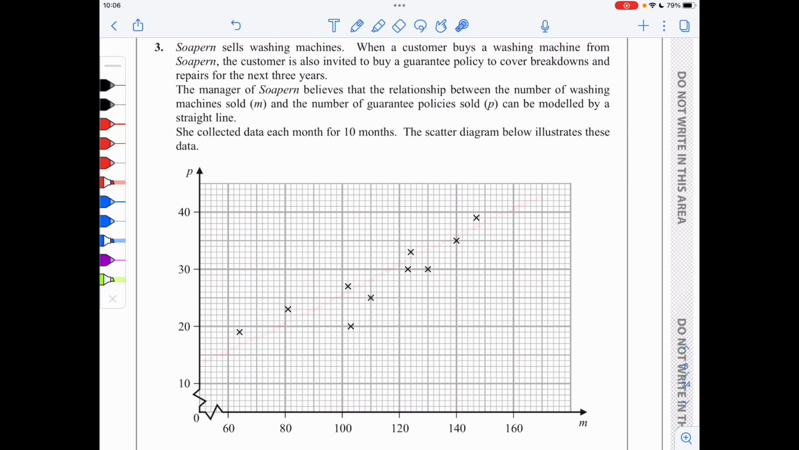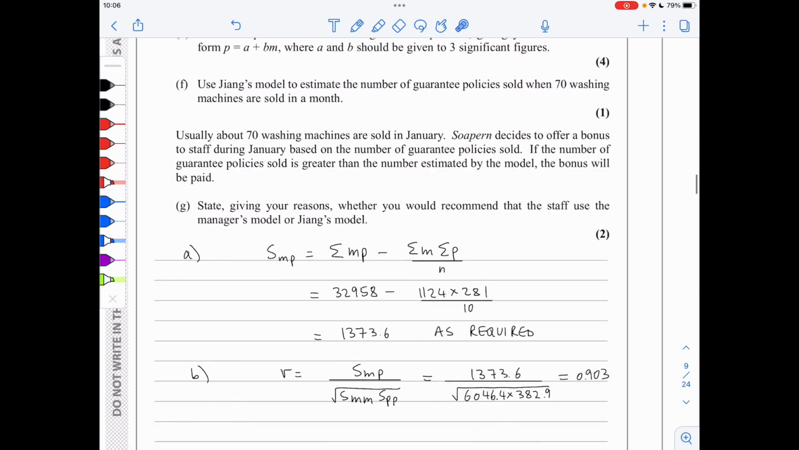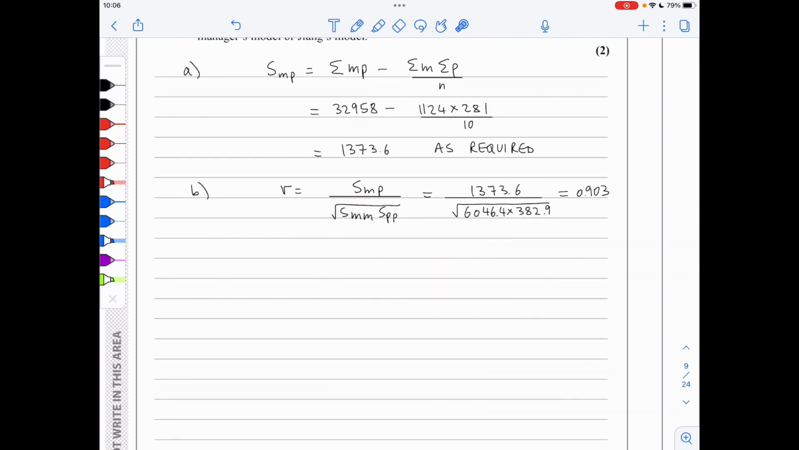And another thing we could say is that since the product moment correlation coefficient we have calculated is close to 1, then this supports the manager's belief.